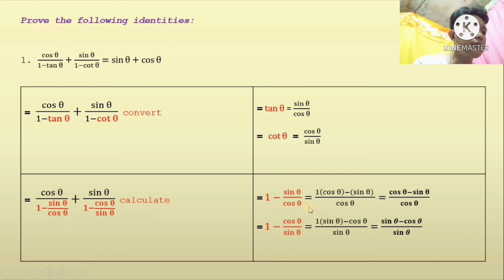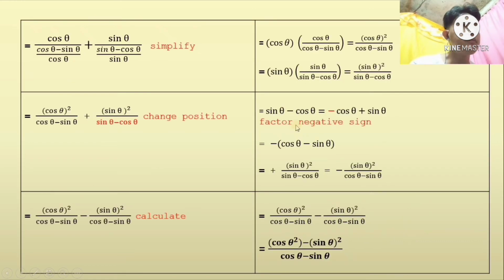So, calculate. 1 minus sine theta over cosine theta is equal to 1 times cosine theta minus sine theta over cosine theta, or cosine theta minus sine theta over cosine theta. And 1 minus cosine theta over sine theta is equal to 1 times sine theta minus cosine theta over sine theta, which is sine theta minus cosine theta over sine theta. Then, our equation will be like this.